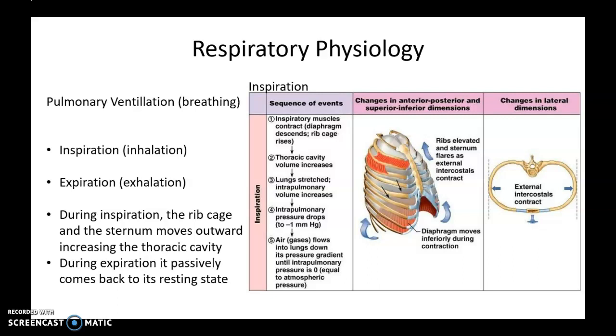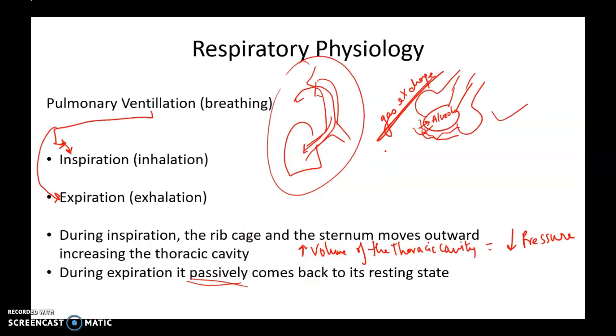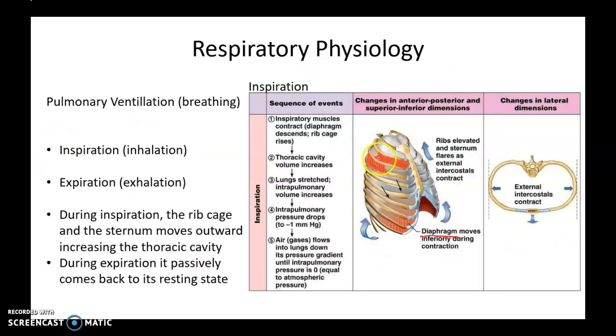All right, so we will look into a little more detail on inspiration, and we will just focus on the picture on the right-hand side. As you see, there are two muscles involved in the process. The first muscle is the diaphragm. This is the dome-shaped diaphragm. And then there are these muscles. Do you see the red muscles in between the ribs? Those are called external intercostal muscles.